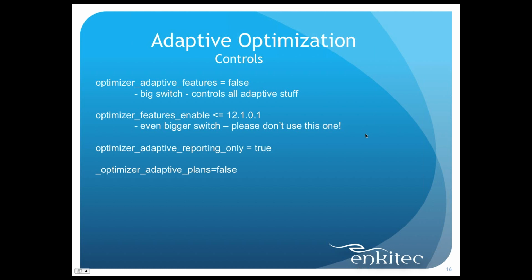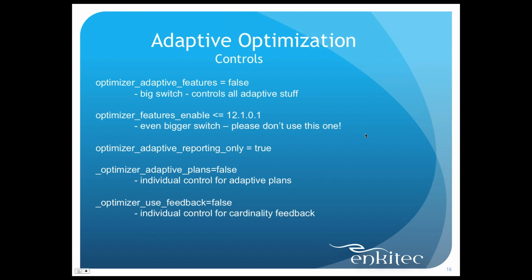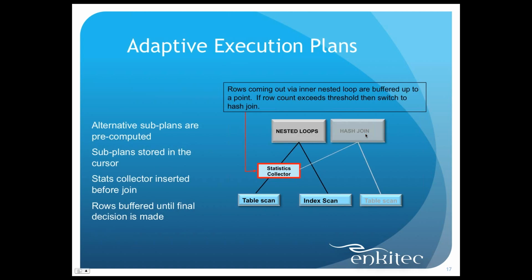And then there's some underscore parameters. _optimizer_adaptive_plans set to false, so we could disable the adaptive plans but leave the adaptive statistics. _optimizer_use_feedback is the cardinality feedback feature, and that's the way to turn it off. And then we could also turn off dynamic sampling if we wanted to. Okay, that's it for the controls. Now let's go back and talk about the switching from one join method to another.